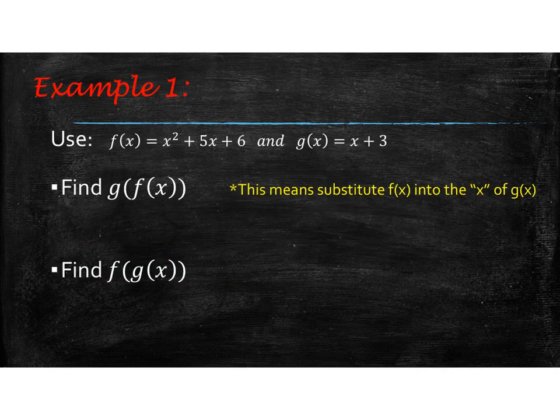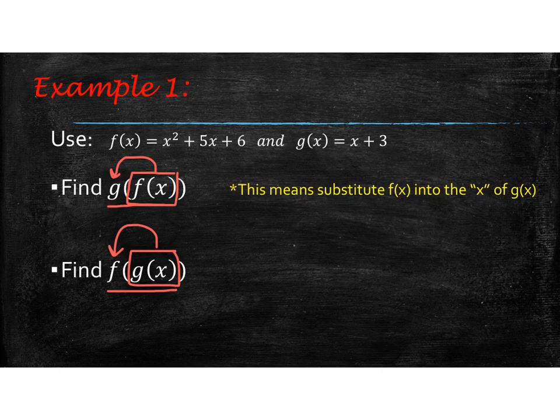Now I want you to notice that this can be written both ways. So here we have g of f of x, which means we're going to take the f function and substitute it into the g function. And then in the next step, we're going to find f of g of x, which means we're taking the g function and substituting it into the f function. So you're going to get two different answers based on how you're doing it. So you have to be very careful when you're reading this.